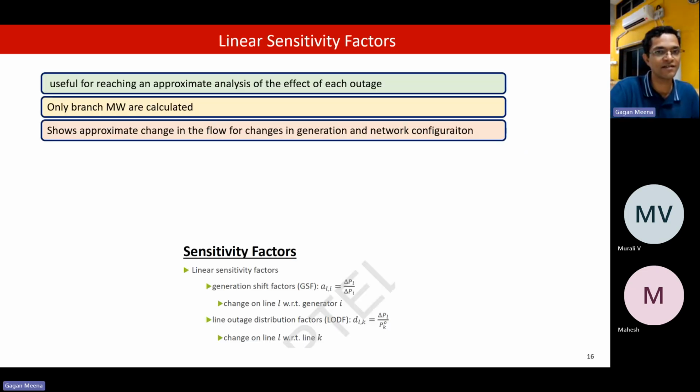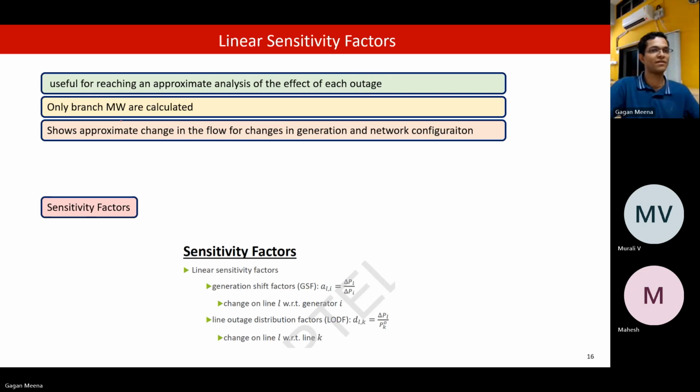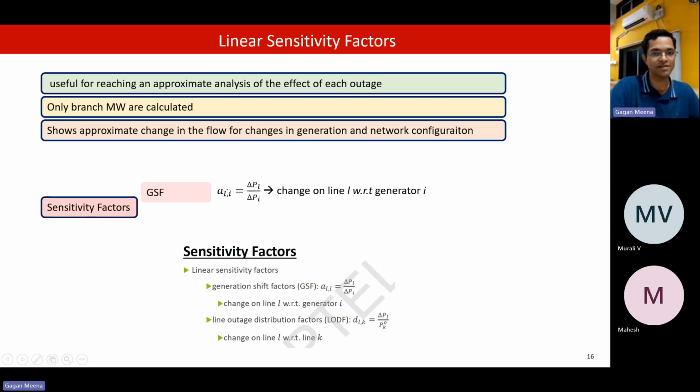These are the sensitivity factors. They are useful for an approximate analysis of the effect of each outage. This is approximate because it is based upon the DC power flow, which is a linear approximation of the non-linear power flow equations. Here we can only get the active power flow, not reactive. So these are the 2.